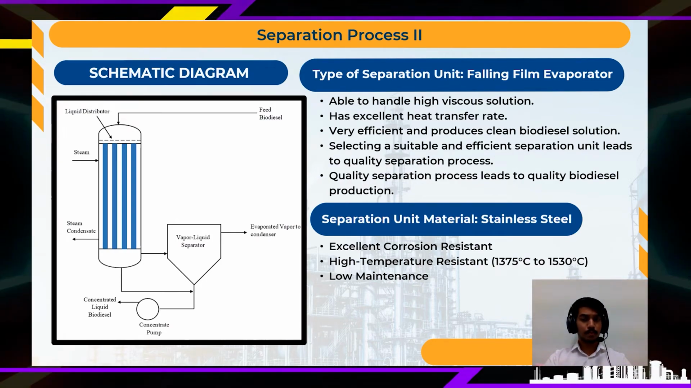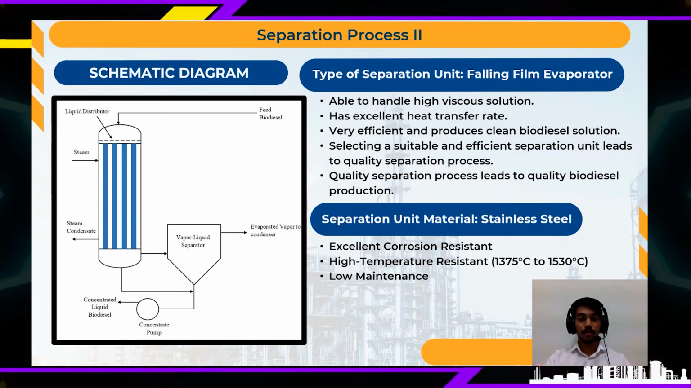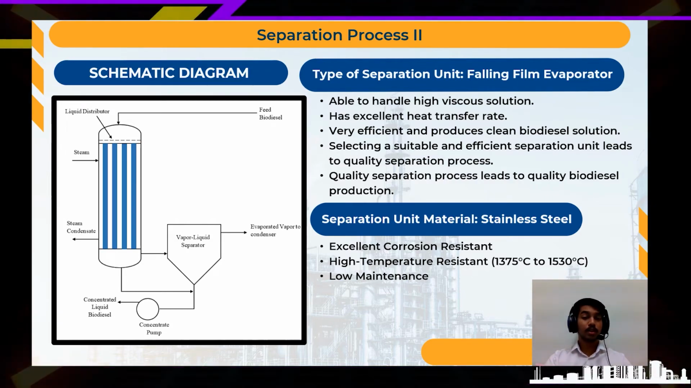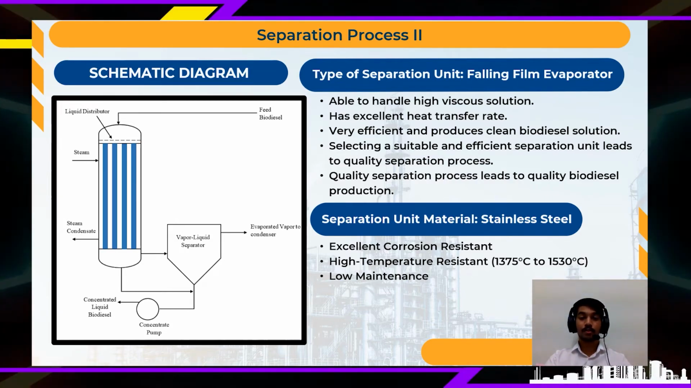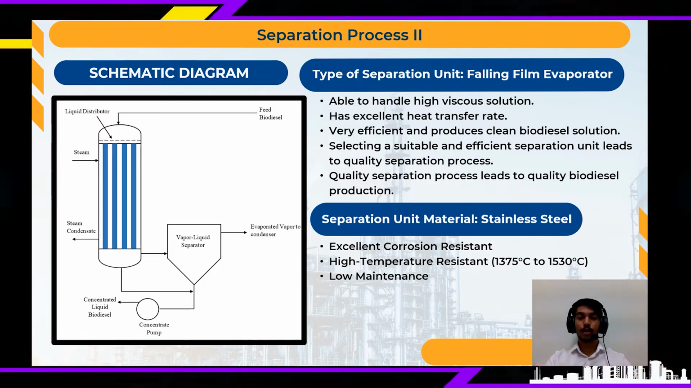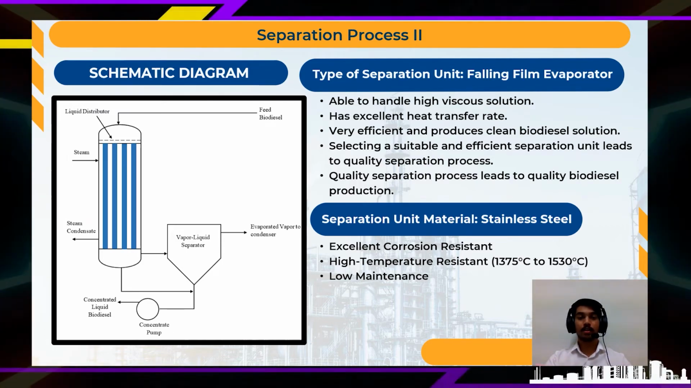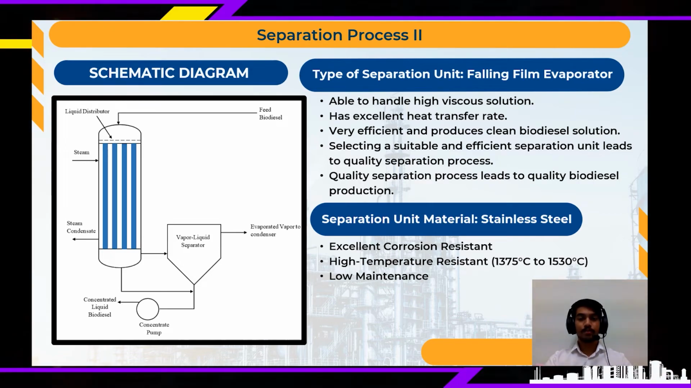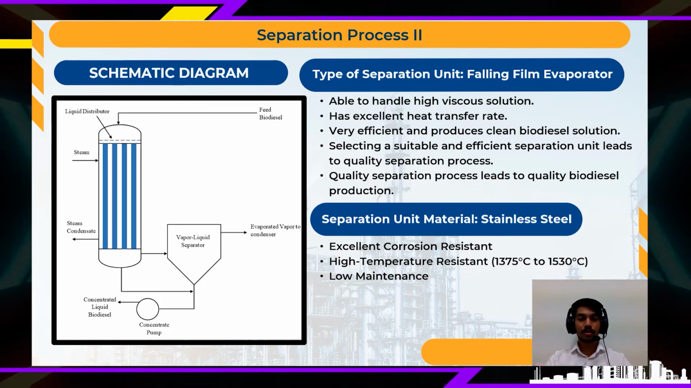Moving on to the type of separation unit, which is the falling film evaporator, and this is the schematic diagram of it. The falling film evaporator is chosen because it can handle highly viscous solutions. The falling film evaporator has an excellent heat transfer rate compared to other evaporators, making it very efficient, producing clean and concentrated biodiesel. Thus, selecting a suitable and efficient separation unit leads to a quality separation process. A quality separation process leads to quality biodiesel production.